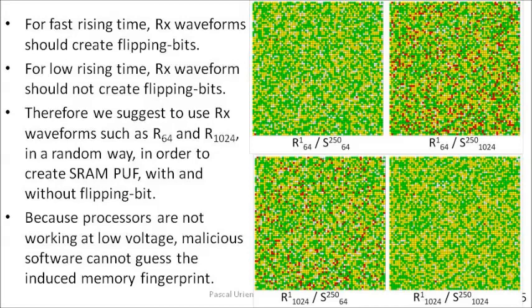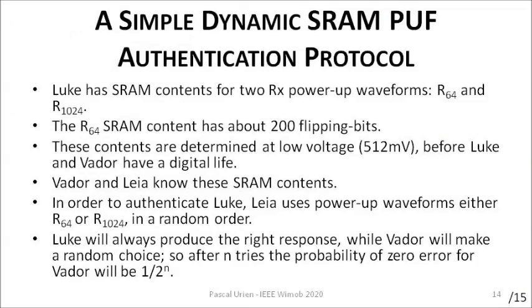Therefore, we suggest to use RX waveforms such as R64 and R1024 in a random way in order to create SRAM PUF with and without flipping bits. Because processors are not working at low voltage, malicious software cannot guess the induced memory fingerprints. Finally, we propose a simple dynamic SRAM PUF authentication protocol.